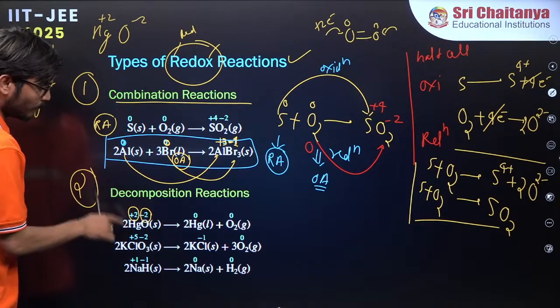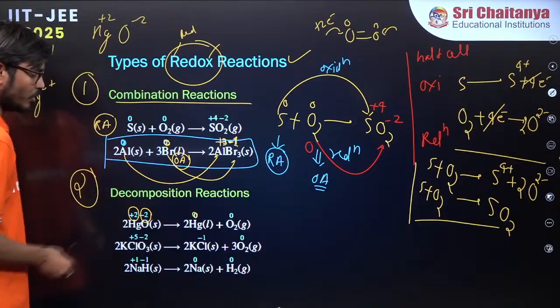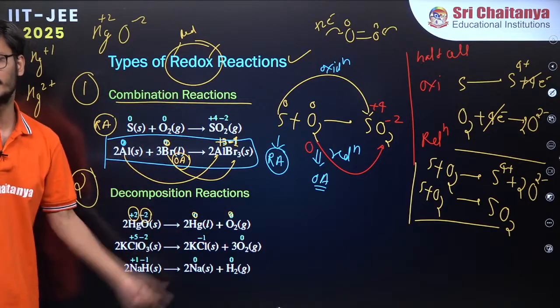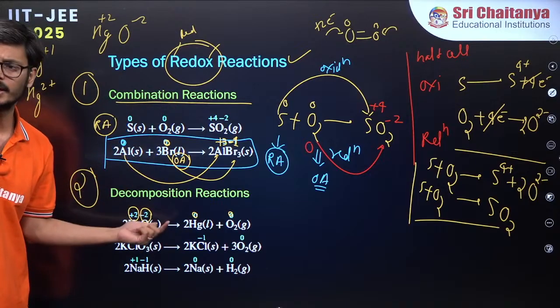Now, mercury from +2 converts into what? 0, and this -2 to 0. So basically, this is the reverse of a combination reaction.